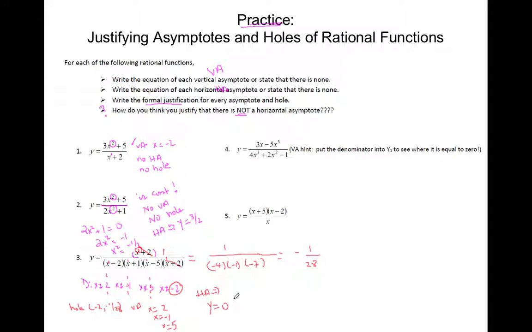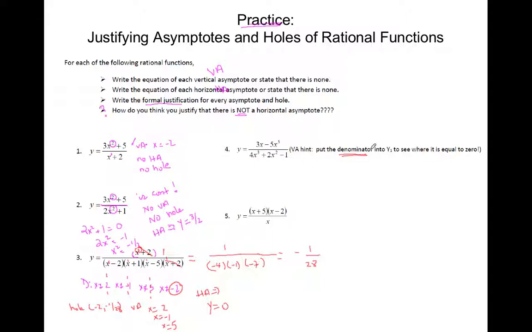All right, let's look at number 4. I gave you a hint because of that denominator, 4x cubed. I start to sweat when I see 4x cubed. I'm like, well, I can't factor that, but you have a calculator. It's not one of your special cubes that I taught you how to factor. So just put the denominator alone, just the denominator, into y1 and see what numbers make it 0, if any.